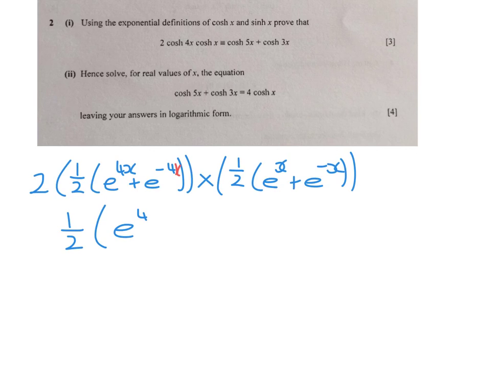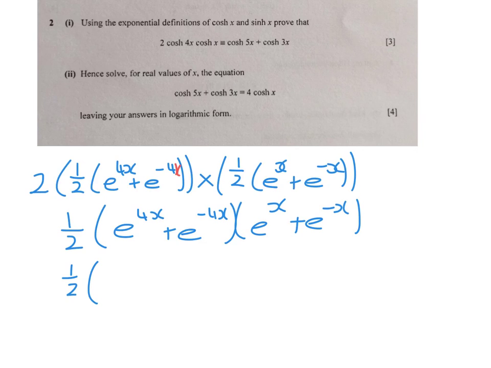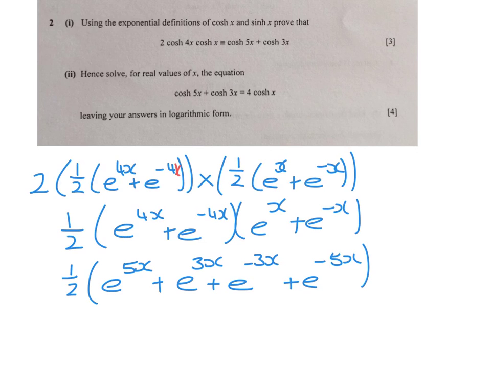And then I have (e to the 4x plus e to the minus 4x) upon (e to the x plus e to the minus x). So if I use FOIL, if I multiply the first two together, e to the 4x times e to the x is e to the 5x. Outside, e to the 4x times e to the minus x, so that is e to the 3x. Inside, e to the minus 4x times e to the x will be e to the minus 3x, and finally the last with e to the minus 5x.